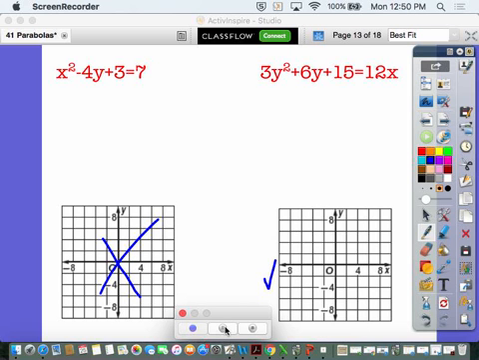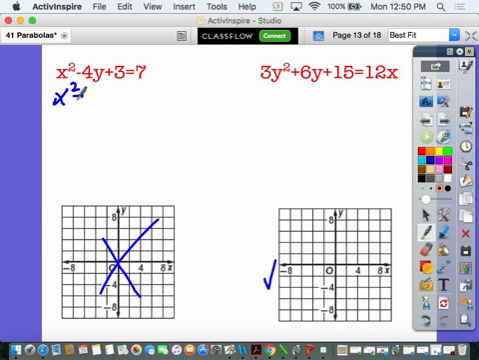So this one on your left, does it open up, down, left, or right? It opens up, and it opens vertically because the x was being squared. Since there is an x squared term and no x term, there's no need to complete the square. So that's one thing I also look out for. Don't do any extra unnecessary work if you don't have to. But I do need my x's and my y's on opposite sides. So I'm going to subtract 3 over and add 4y to get this.